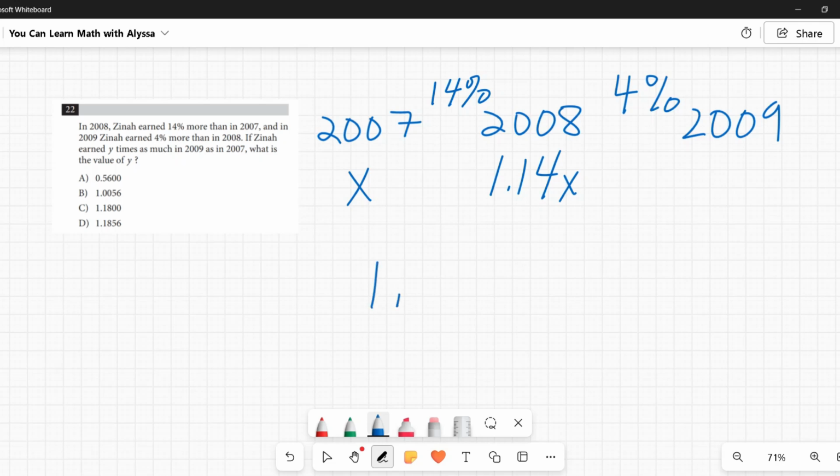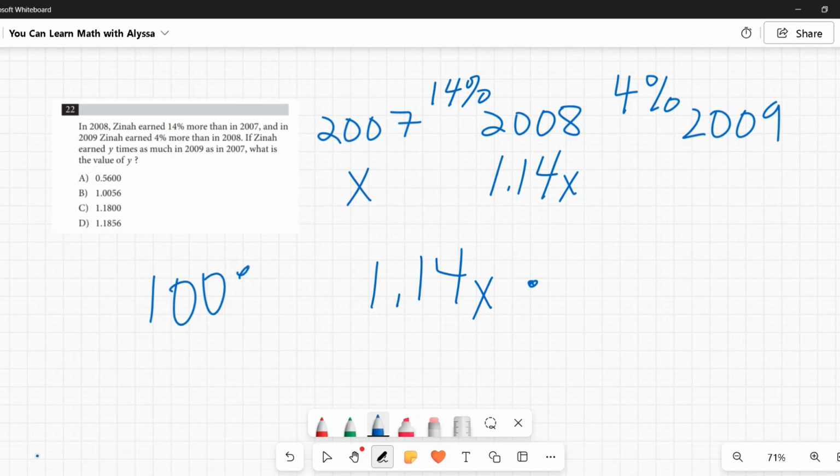Okay, so in 2008, we have 1.14x, and then there's an additional 4%. So what am I going to multiply it by? And I probably shouldn't use another x to indicate multiply. Let's use a dot. Let's make it clear. 1.14x times what to have that additional 4%? Just like with the previous one, we don't want to multiply by 0.04 because that would be just what the 4% of it was. No, we need something that represents the 100% of the original.